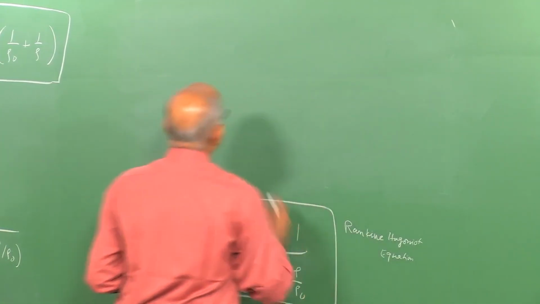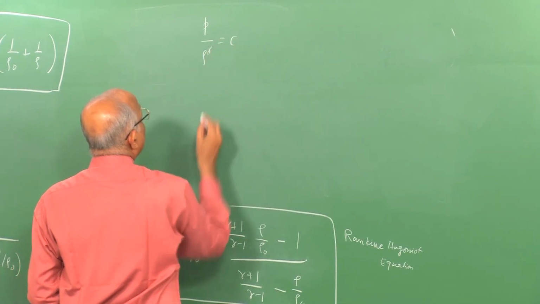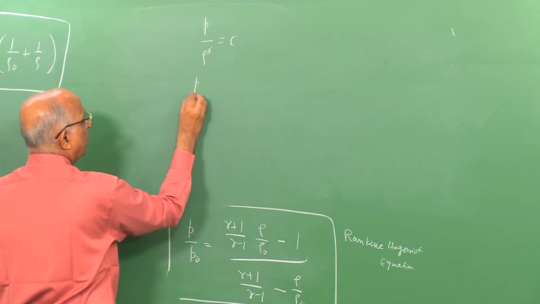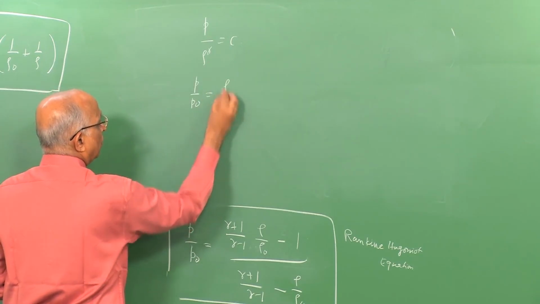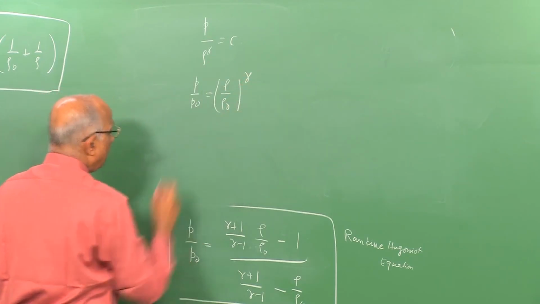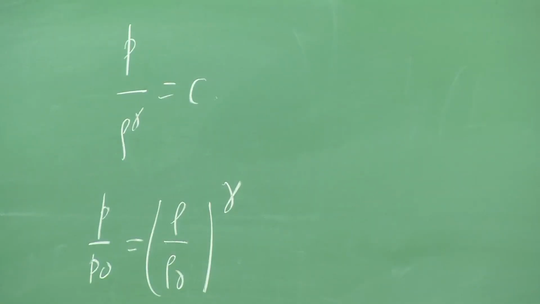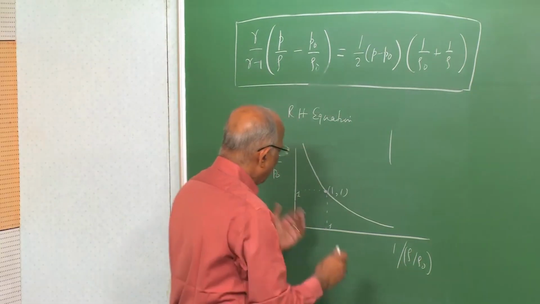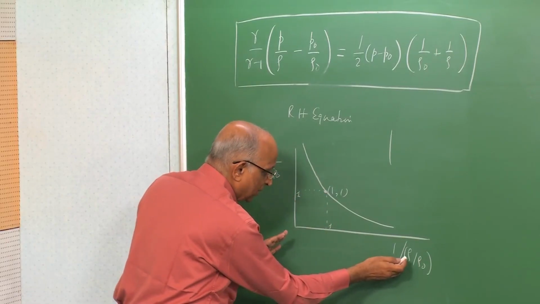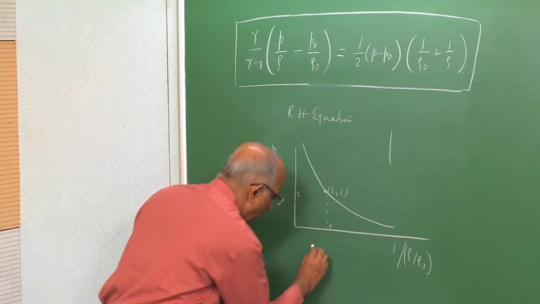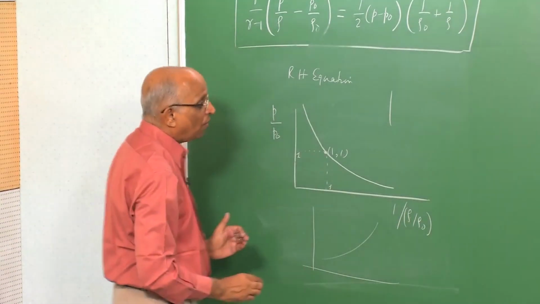Well, for a sound wave, P by rho to the power gamma is a constant, and therefore I can write P by P 0 is equal to rho by rho 0 to the power gamma. Now, instead of plotting this, why not plot it as a function of rho 0, so that the thing gets diverted. If I plot it as a function of rho 0, what is this figure going to be? Instead of being like this, it is going to be like this over here.